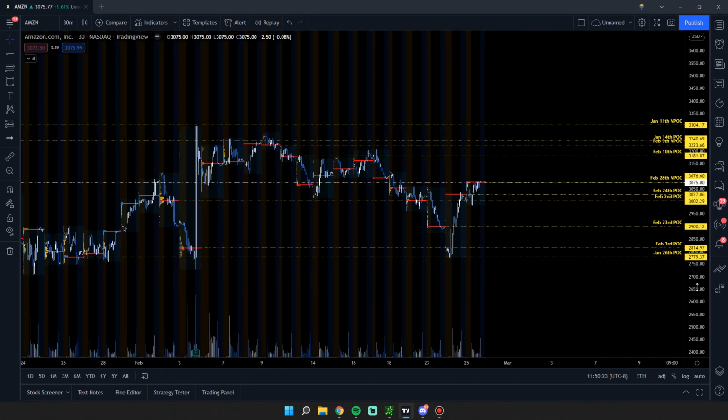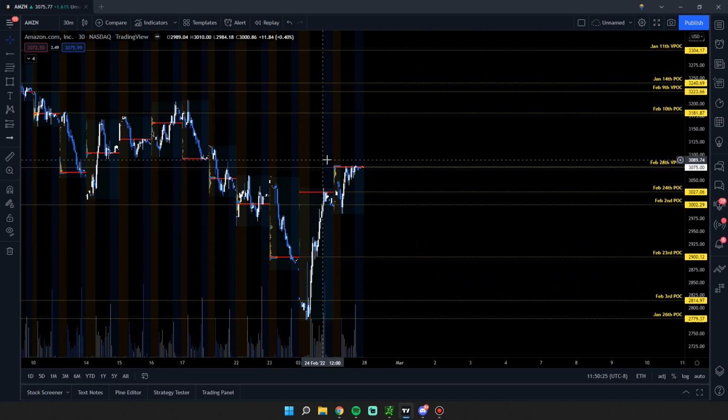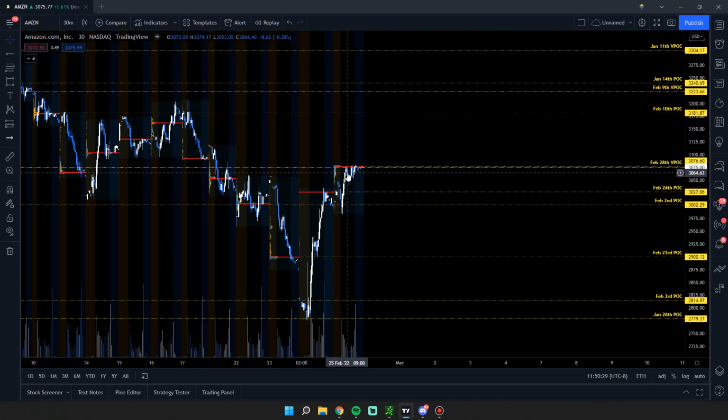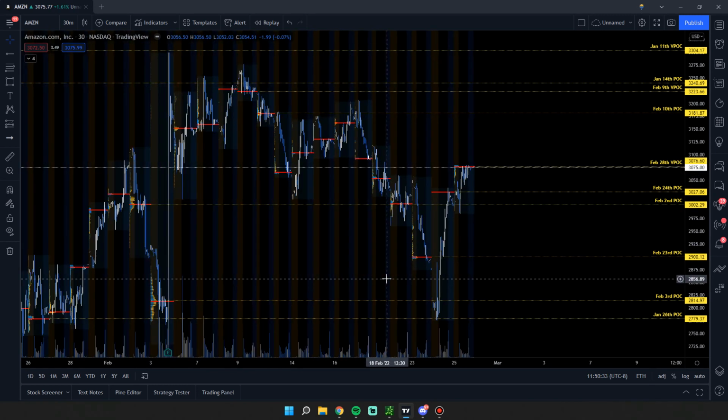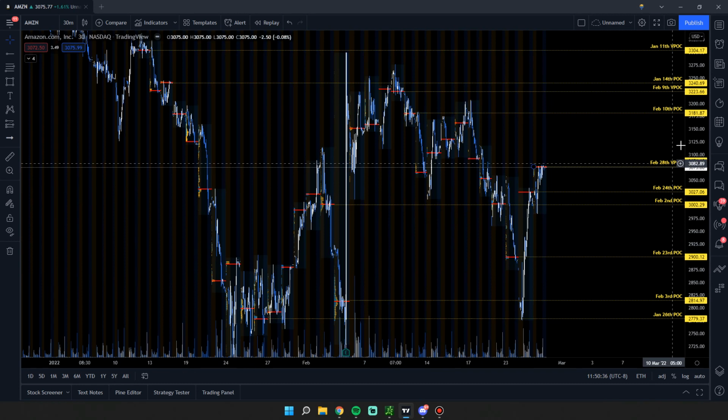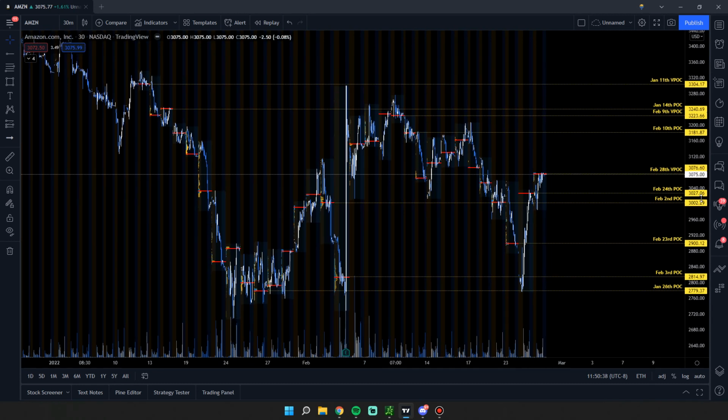Right now, you might be asking, what is a point of control? A point of control is the point at any given day where the most trading volume took place, whether that be buying or selling. So it's very important because that's where the most buying and selling takes place, and they end up acting as support and resistance.